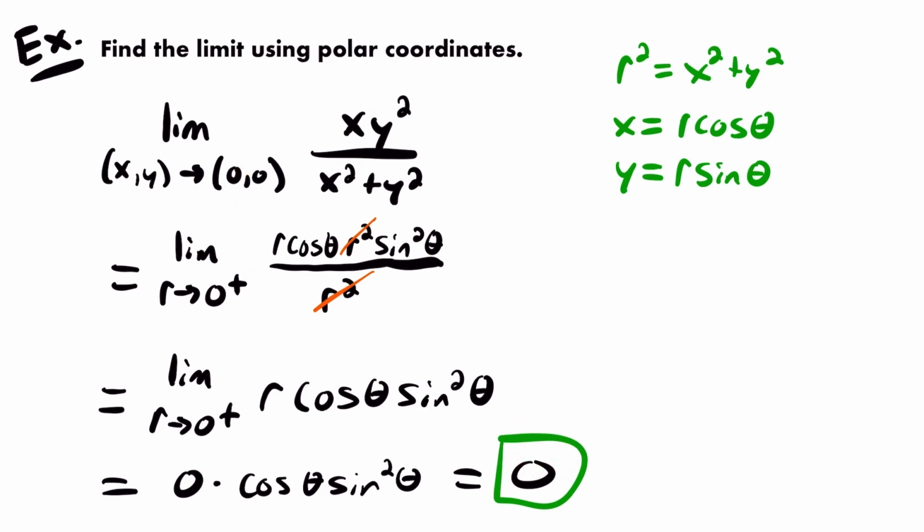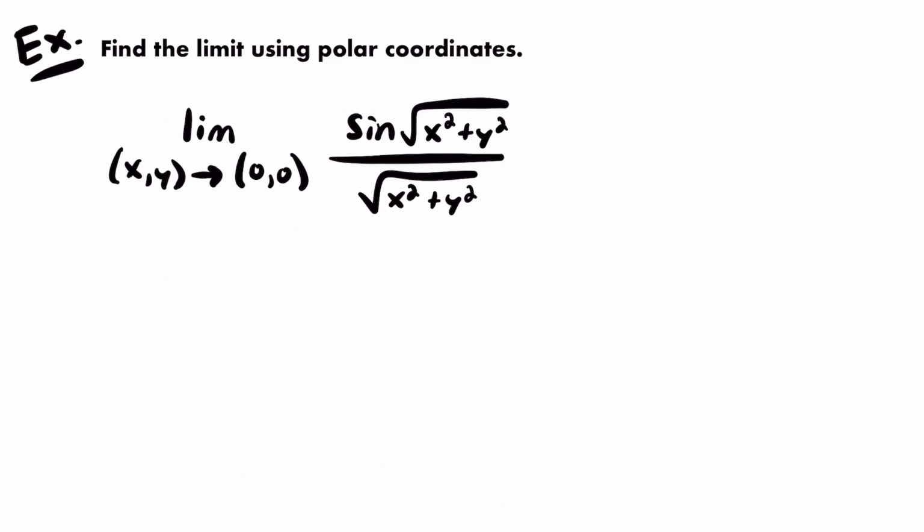Okay, let's take a look at one more example for this video. For our last example, we once again want to find the limit using polar coordinates, and we have the limit as xy approaches 0, 0 of sine of the square root of x² plus y squared divided by the square root of x² plus y squared. Now once again, you could plug in 0 for x and y, and you would get sine of 0, which is 0, divided by the square root of 0, which is also 0. So you would have an indeterminate form of 0 divided by 0.